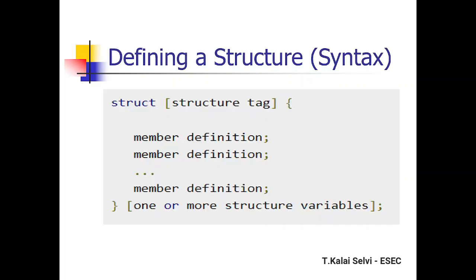Before going to see an example of structure, we want to know the syntax of structure. So here is the syntax for structure. Struct, structure tag, and the member definitions, ended by one or more structure variables. Here struct is a keyword and struct tag is the name of the structure, and the member definitions are nothing but the data members of the structure, and the data members can be handled by one or more structure variables.